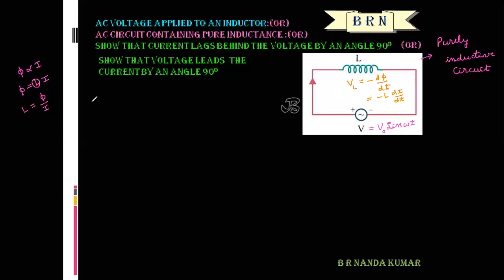Okay, so now let us start the derivation. Let the applied AC voltage be given by V is equal to V naught sine omega t. Call this equation number 1.